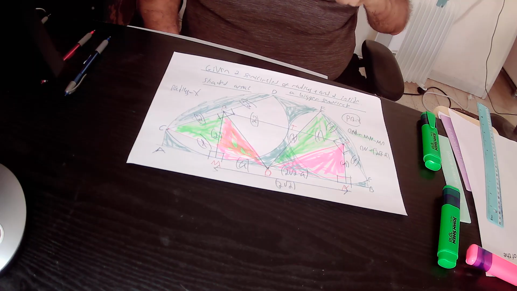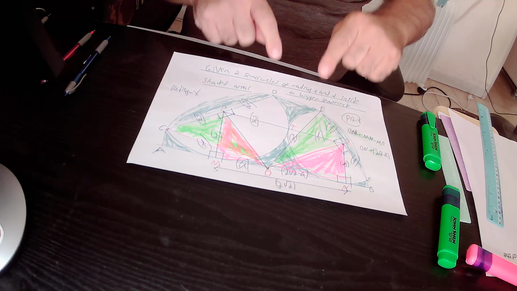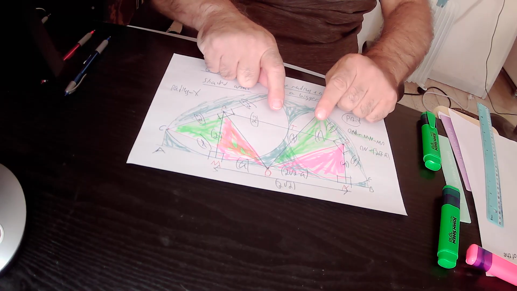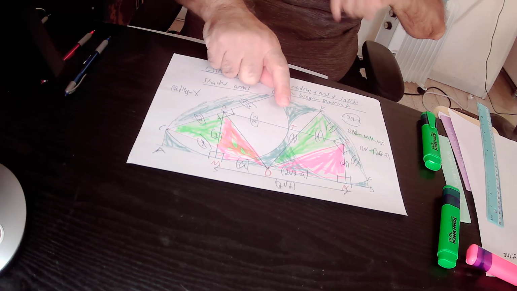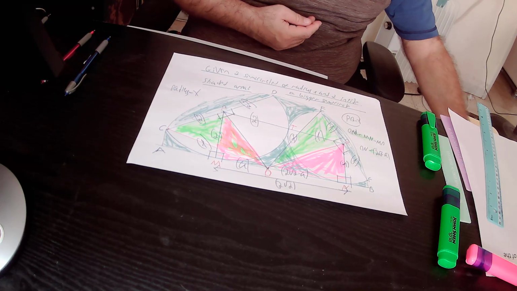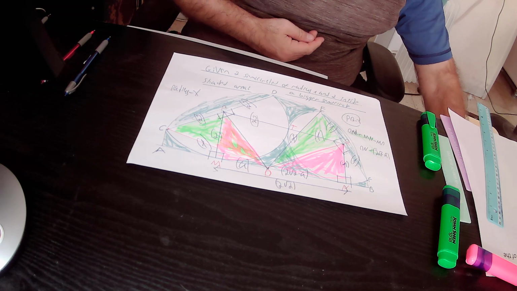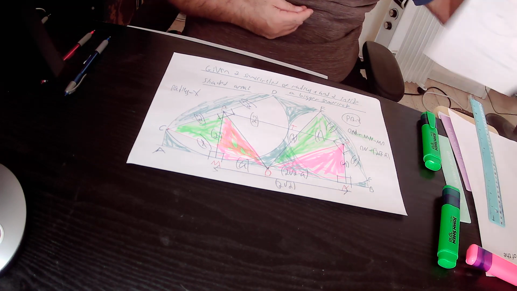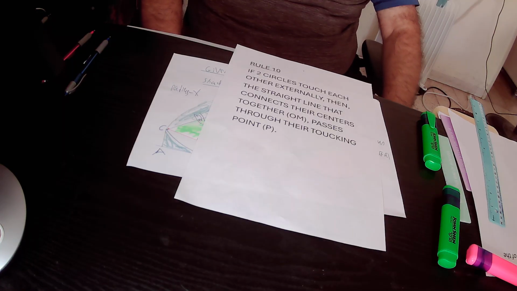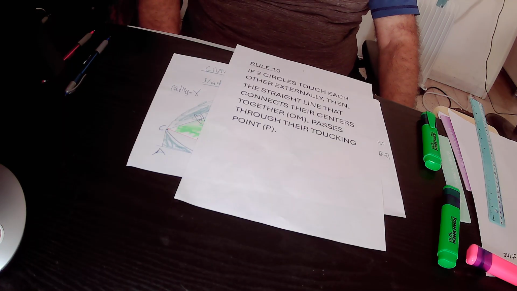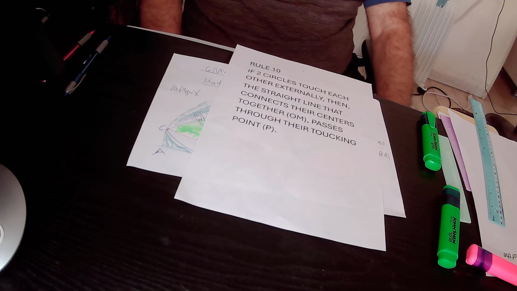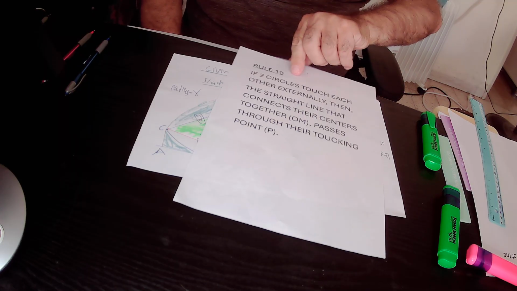Here we have an external tangency between those 2 small semicircles at this point T. That is to say, they touch each other externally at this point T. Whenever you have external tangency between 2 circles or semicircles, you can implement rule 10. According to rule 10, if 2 circles touch each other externally, then the straight line that connects their centers passes through their touching point.